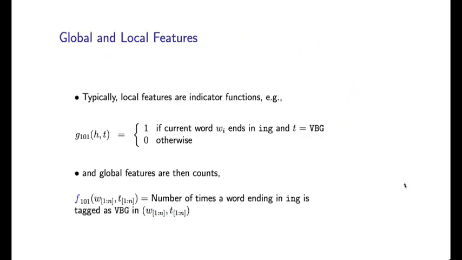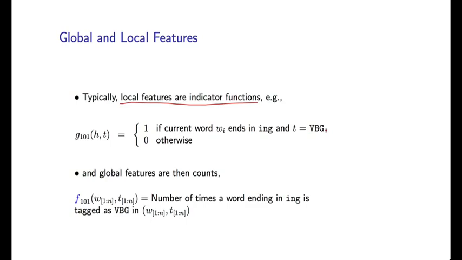Typically, as we've seen in many examples in log linear taggers in this class, and also in the features I gave you earlier in this lecture, the local features are indicator functions. They are 0, 1, depending on whether some question about the history in conjunction with the tag is true or false. So for example, g101 might be an indicator function which is 1 only if the current word w_i ends in ing and the tag being proposed is VBG.